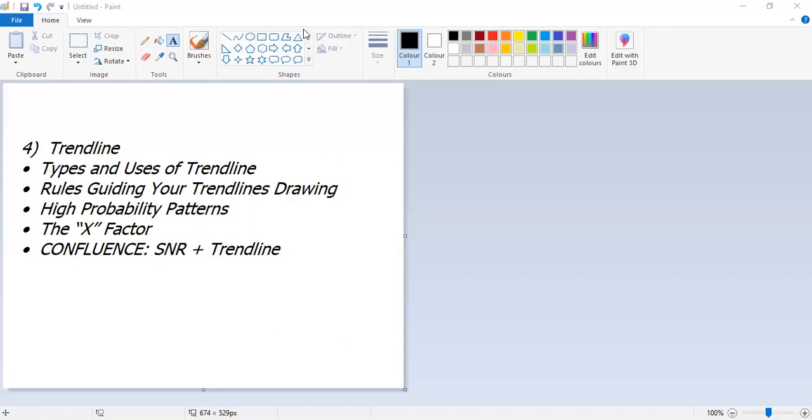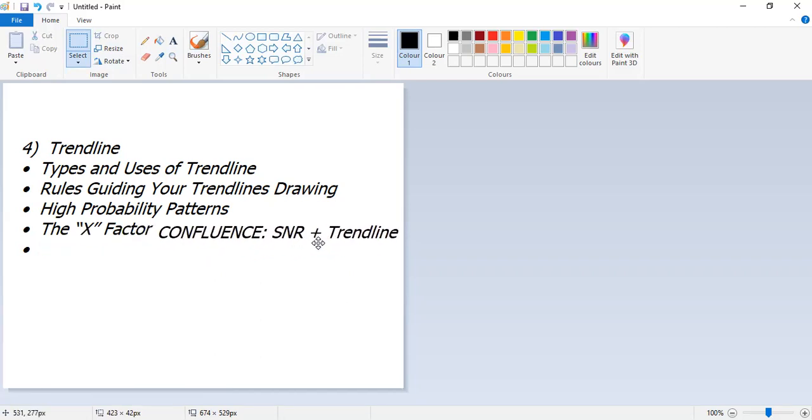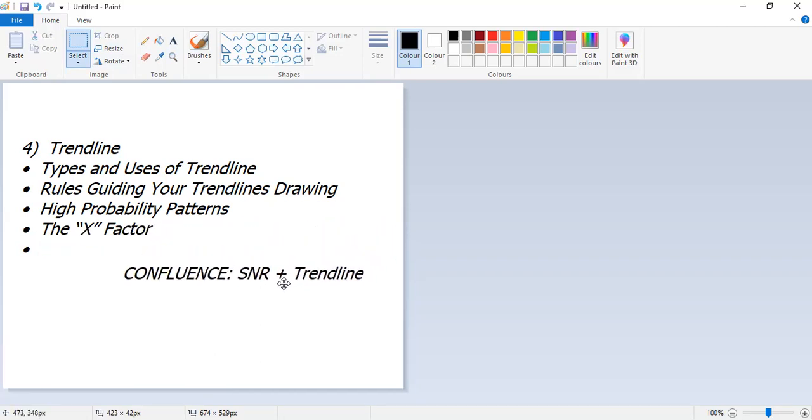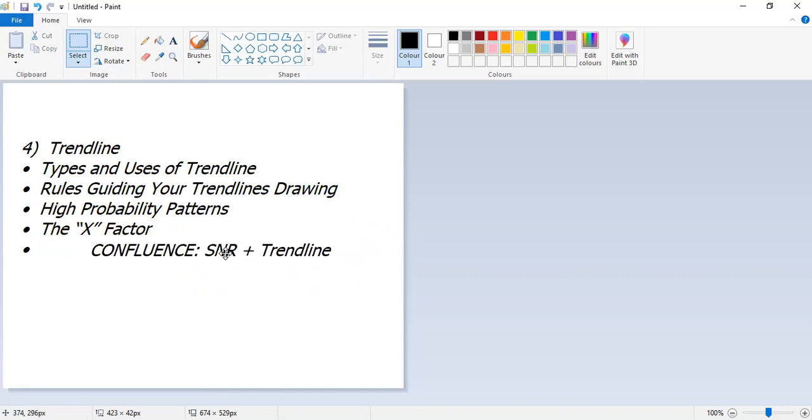How do you combine S and R with Trendline? So that's the confidence. The high probability patterns and the X factors is the confidence. This is the combination of S and R and these are the three. This is the confidence. So let's go straight to the manual.